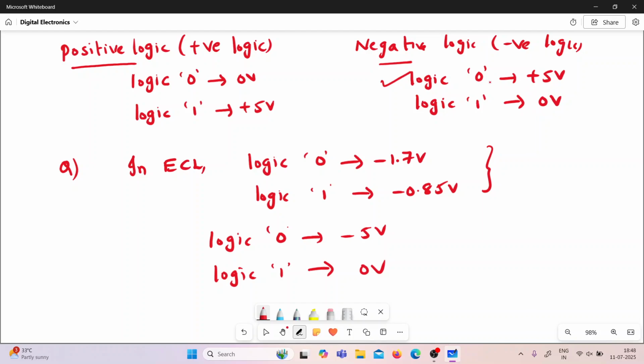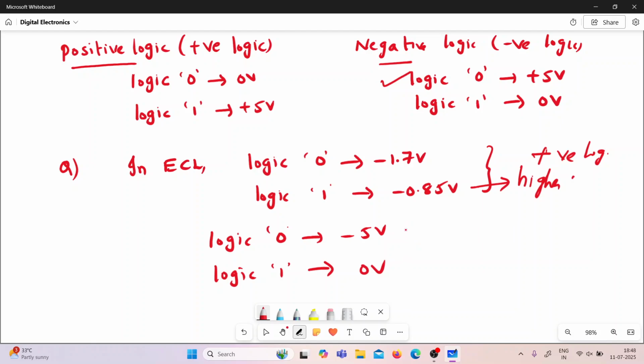For example, in negative logic, logic 0 is given +5 volts and logic 1 is given 0 volts. In the examination, sometimes in previous examinations, this question is asked. In ECL, emitter coupled logic, logic 0 is given -1.7 volts and logic 1 is given -0.85 volts. If we compare these two, higher voltage is given to logic 1, so it is positive logic. The question is what type of logic is given.